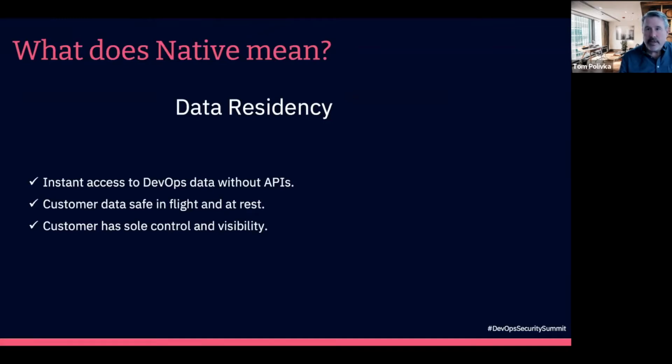It also means that you have access to DevOps data without APIs, that your data is safe, whether it's in flight or at rest, and that you have control and visibility of your data. And looking at security later on, we talk about zero trust. What we really strive to achieve is not having an application or a vendor having access to your sensitive data. You should have sole control over that.